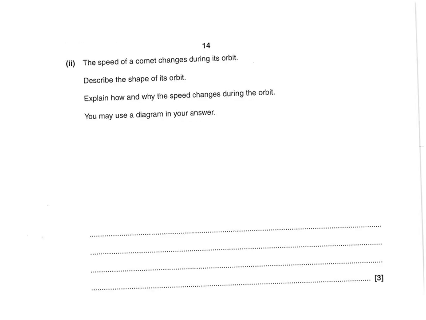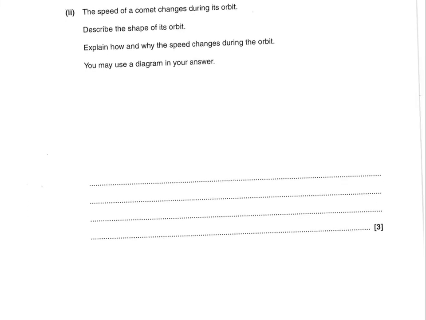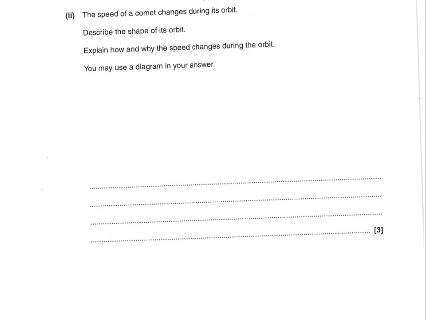The speed of a comet changes during its orbit. Describe the shape of its orbit and explain how and why the speed changes during the orbit. You may use a diagram for your answer. So, first mark saying the shape is elliptical. So you must use that word elliptical. You can't say oval, you can't say spherical, you must say elliptical.